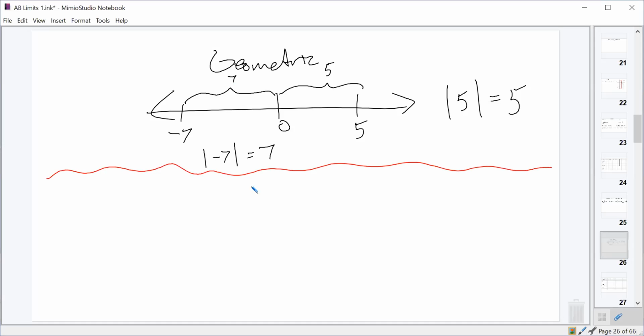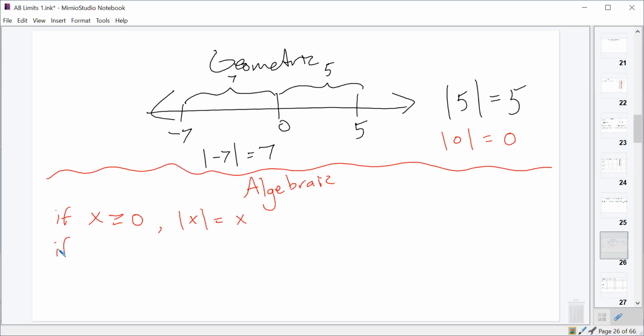But there is an algebraic definition of absolute value that is extremely important to calculus. And it's pretty straightforward, but we do need to at least briefly talk about what it is. So the algebraic definition of absolute value says that if x is greater than or equal to 0, the absolute value of x is just equal to x, right? Which should be true, right? The absolute value of 0 is 0. The absolute value of 5 is just 5. The absolute value of any positive number or 0 is just that positive number or 0.